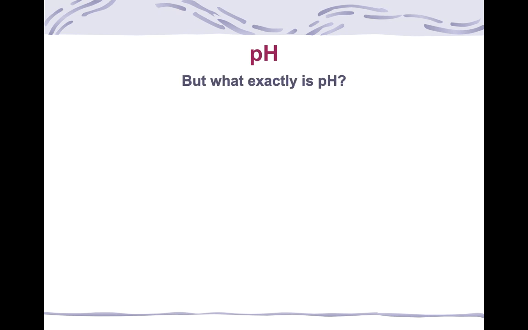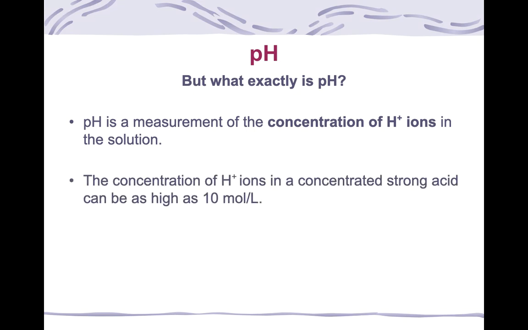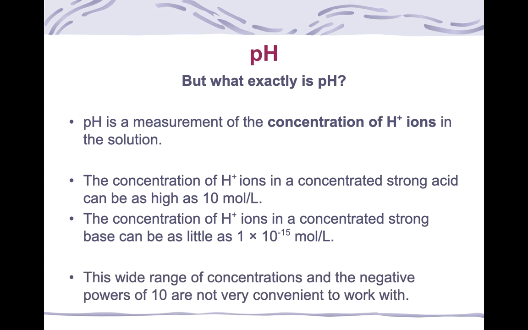But what exactly does that number mean? It's actually a representation of the concentration of hydrogen ions in the solution. If we're talking about a concentrated strong acid, they can be as high as 10 moles per liter. But if we have a concentrated strong base, the concentration of hydrogen ions can be as little as 1 times 10 to the negative 15. So that is a really big range in concentrations.